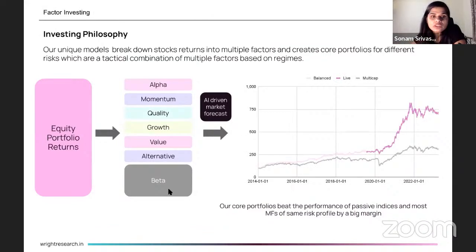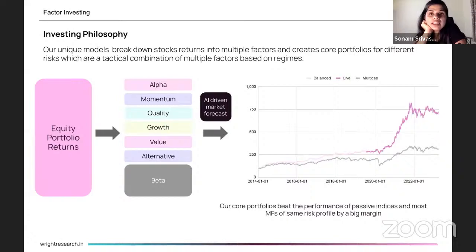Here, what we are trying to do is, like I said, the portfolio is broken down into a number of components. We are explaining any stock using these numbers, right? For any stock we can look and say, okay, these are 10 numbers that define this stock. And then we are forecasting the market, right?